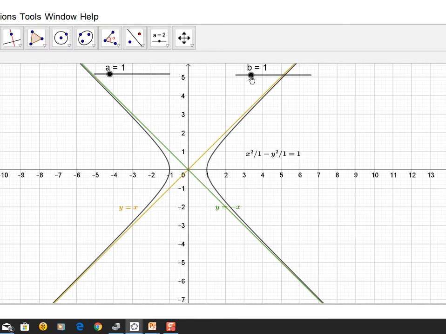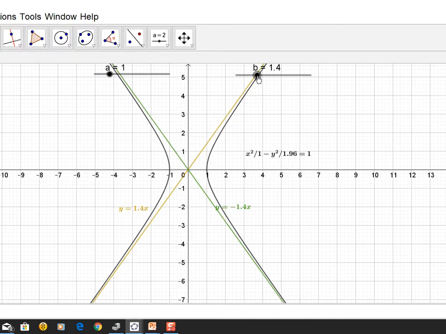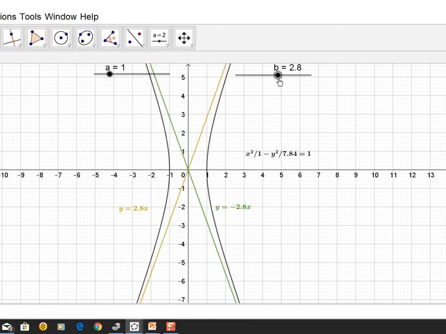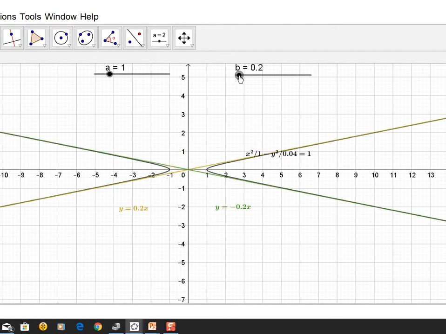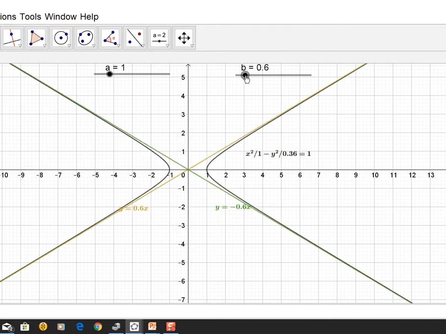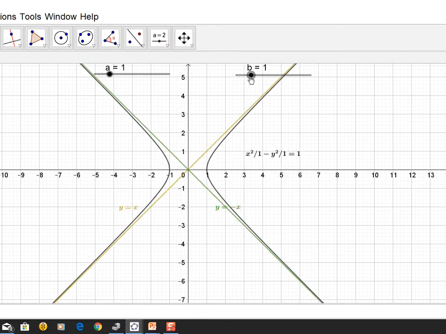On the other hand, if I increase b, the gradient increases, and if I decrease it, the gradient is decreasing. So a is decreasing the gradient, b is increasing it as they increase. At that point there, you'll see that the values of a and b are the same, and you'll notice that the asymptotes are at right angles to each other.